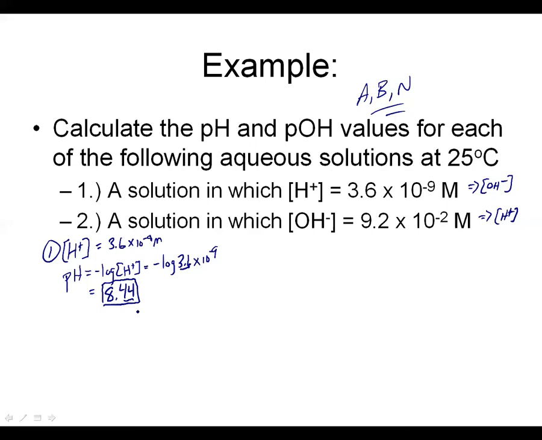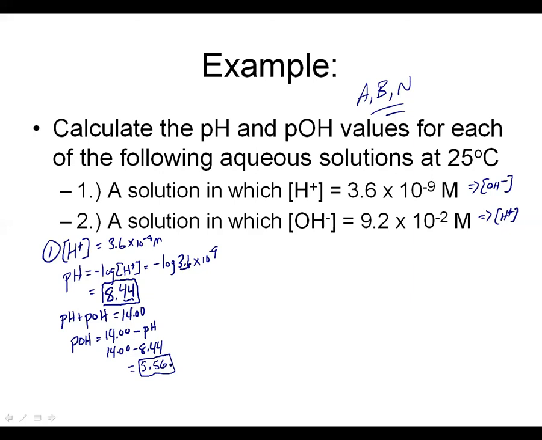Once we do have the pH, the pOH can be found pretty easily by using that relationship that the pH plus the pOH equals 14, which means that the pOH would equal 14 minus the pH. So that's going to give us 14 minus 8.44. And that will get us a pOH of 5.56 as our pOH. Also 2 decimal places because of the significant figures in the answer. Any questions on that one?